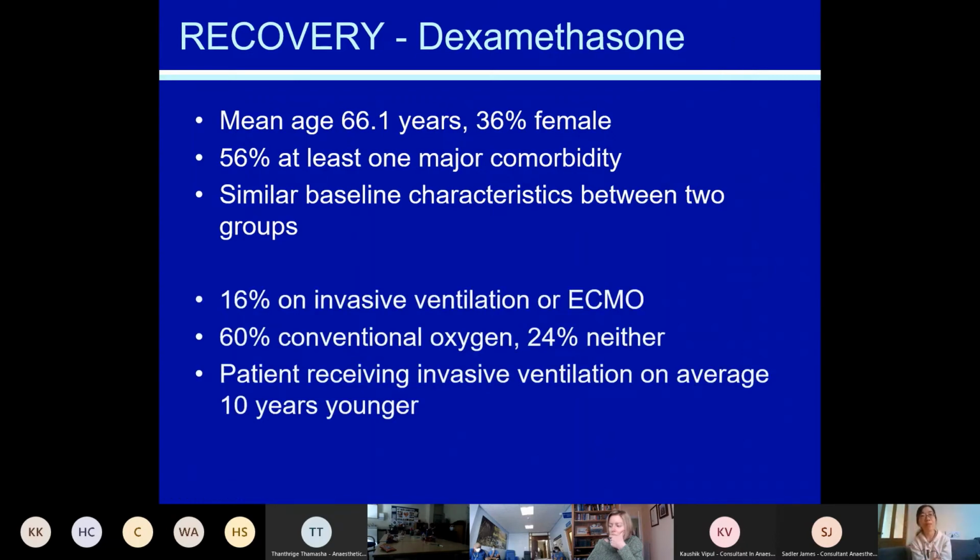Of note, at that time, 16% of patients who were randomized were already ventilated or on ECMO. 60% of them were on normal oxygen, and 24% were receiving no oxygen or no ventilatory support. Negligible amounts were on CPAP or NIV in the data that was given. I think towards the end of the randomization period, there were people who were starting to go on NIV/CPAP. And of note, people who were receiving ventilation were 10 years younger on average, which is to be expected.